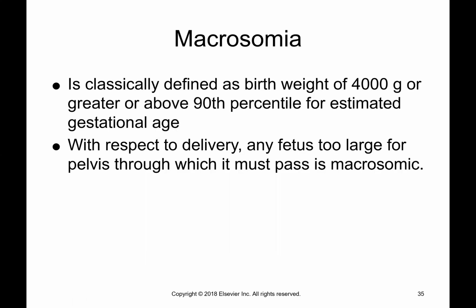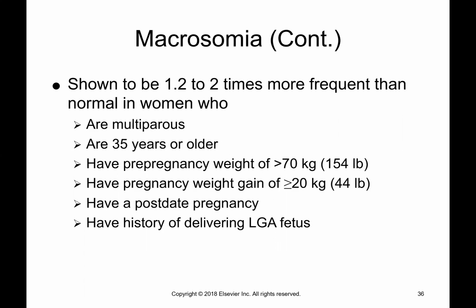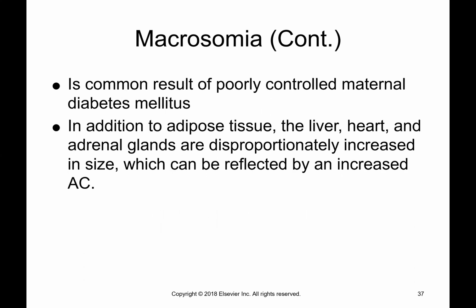Now you can have a small baby or you can have a big baby. Macrosomia is classically defined as a birth weight of 4,000 grams or greater, or greater than the 90th percentile. So these are the reasons you would have a big baby: if you've had multiple babies, age greater than 35, a pre-pregnancy weight of greater than 154, a lot of weight gain, post-date pregnancy, or a history of delivering LGA fetuses.